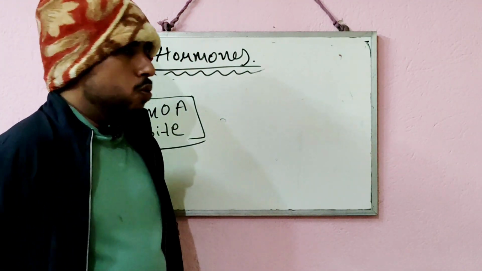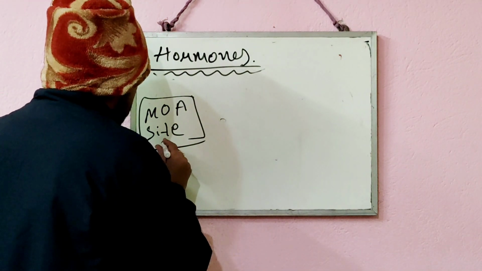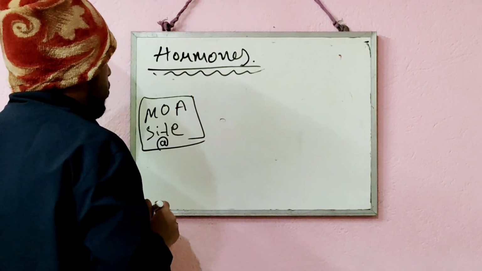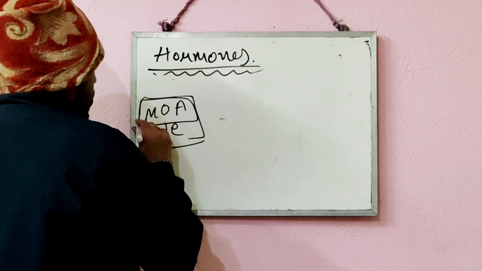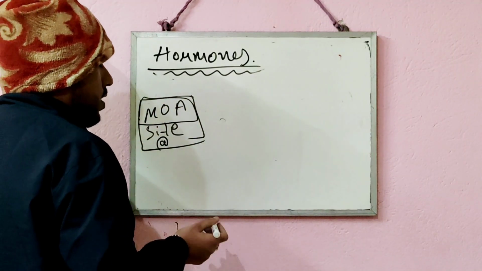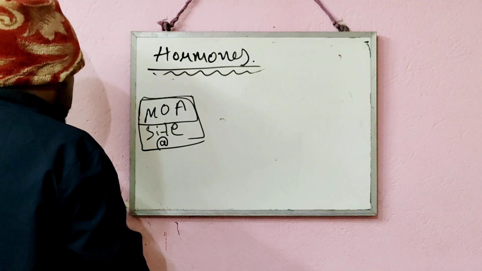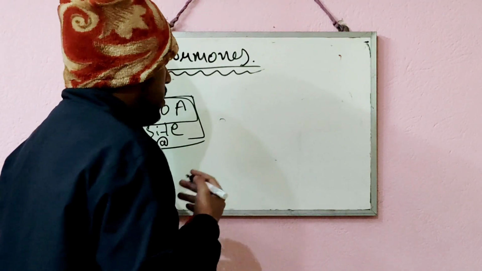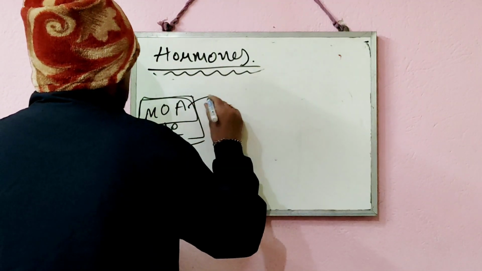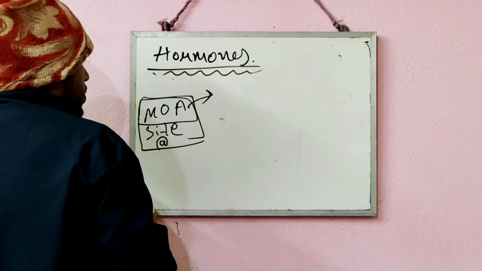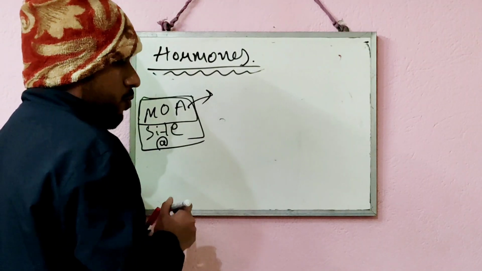In today's class, we will study the action sites, meaning the sites where hormones generally act, and their mechanism of action, by which hormones secreted from different endocrine systems show their different functional actions. So let's not waste our time. Now we will go directly into the topic of today's main class, that is mechanism of action and action site of different hormones.